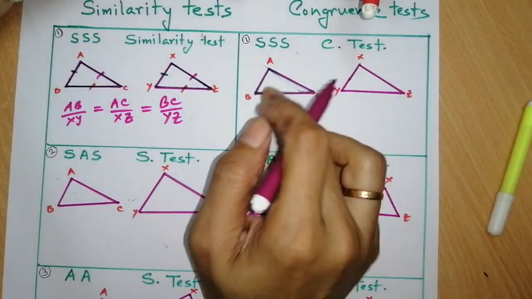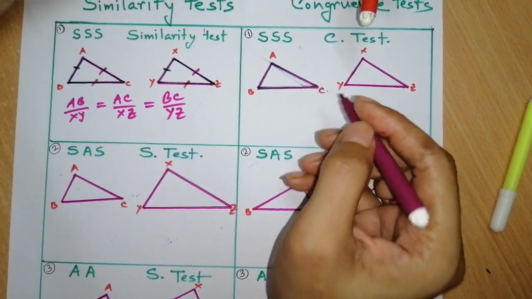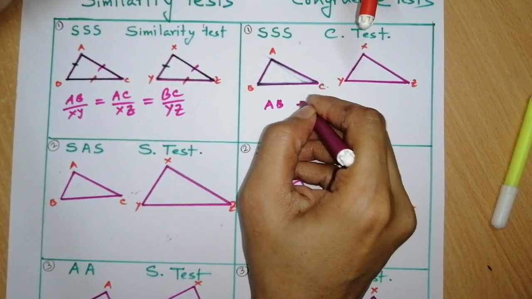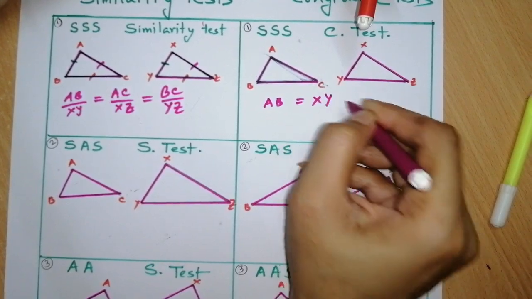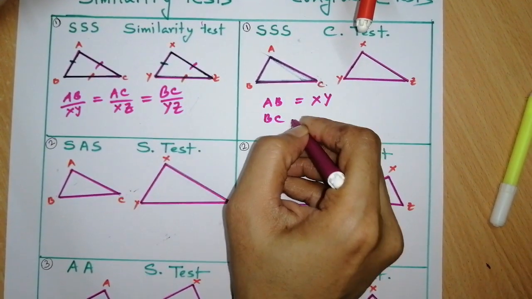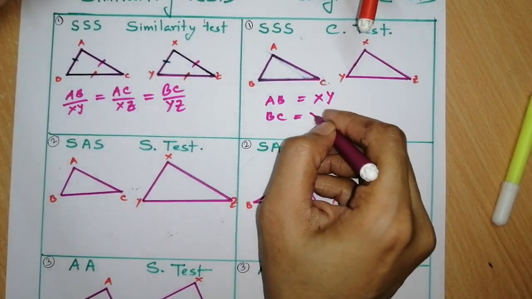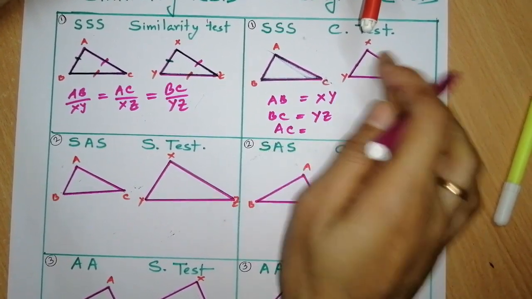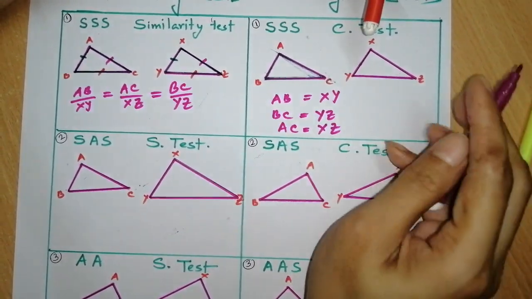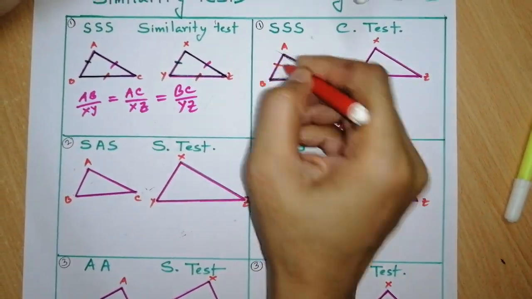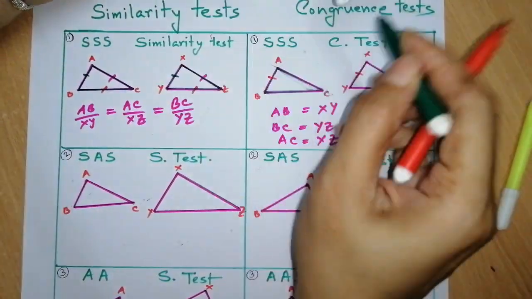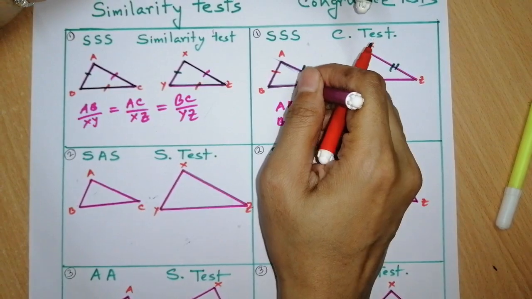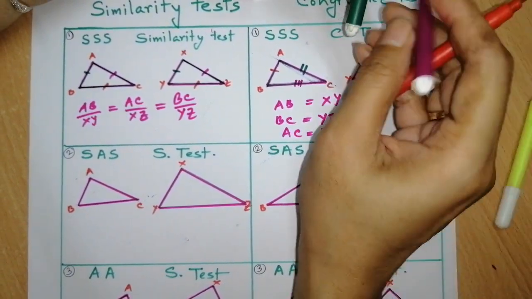And in congruence test, the length of the corresponding sides should be equal. AB equal to XY, BC equal to YZ, and AC equal to XZ. And I should mark here AB to XY, AC, and then BC.